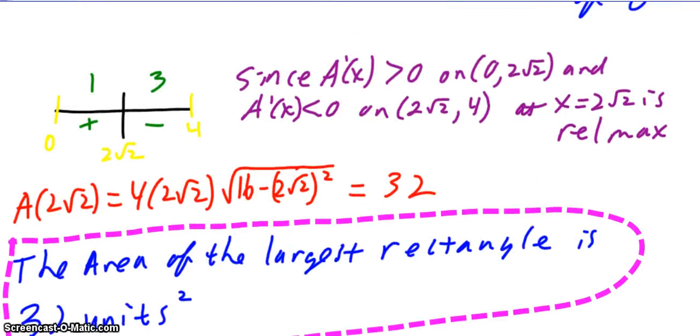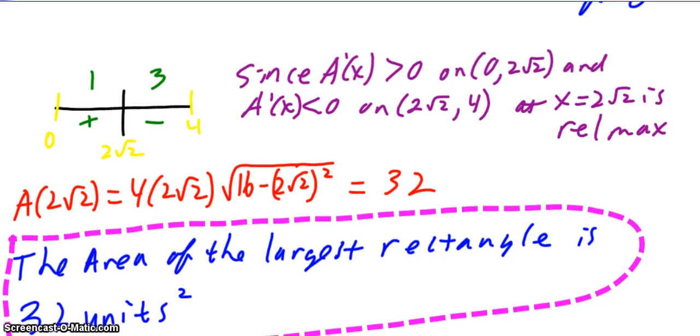So when I do my increasing and decreasing chart, I'm just going from 0 to 4, and I'm only testing 2 root 2 to make sure that it's a maximum. It comes out to be a maximum, so I say that using my derivative speak. Since A prime of x is greater than 0 on 0 to 2 root 2, and A prime of x is less than 0 on 2 root 2 to 4, at x equals 2 root 2 is a relative maximum.